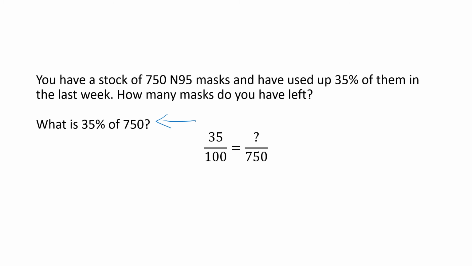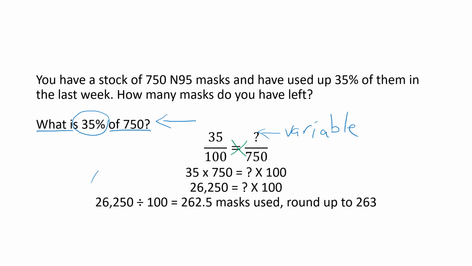So now we know what our percent is. We're looking to find our missing number here. What is, and then of 750. So we'll have 35% over 100 equals, we don't know what our is number is. That's why it's a little question mark. Here's our variable. Over 750, which is our of number. And again, just like previously, we are going to cross multiply and solve to see how many masks we have left.